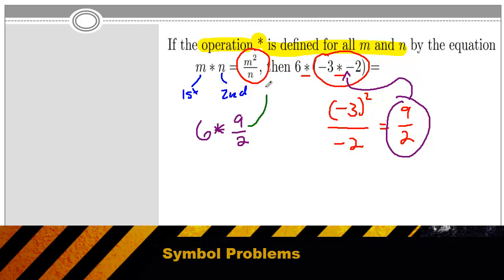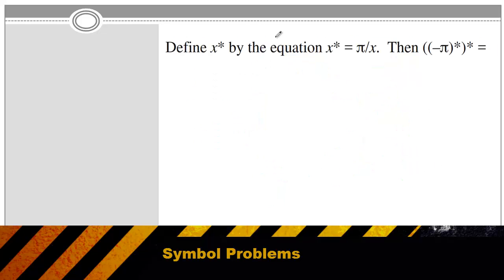And then I follow the exact same set of instructions as before. I take my first number, that's my 6, I square it, so I get 36, and then I divide that by my second number, which is 9/2. Then I simplify by flipping and multiplying by my denominator, and I get 36/1 times 2/9, which is 72/9, or 8. Let's try one more.